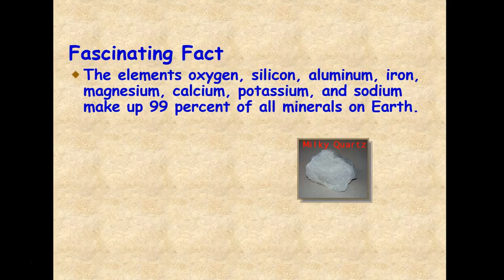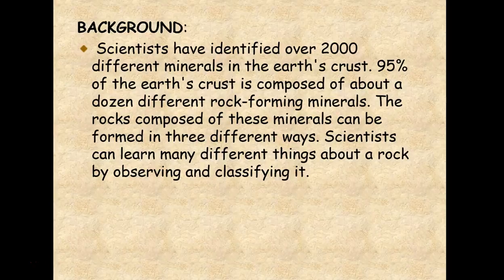There are only 8 elements that make up 99% of all the minerals that we find in our earth. So of all the elements in the periodic table, there are over 100 of those elements. Only about 8 make up 99% or the bulk of the minerals on Earth. So a little bit of background. Scientists have actually identified over 2,000 different minerals on Earth. And so 95% of the Earth's crust is composed of about a dozen different of these rock-forming minerals. So again, 99% of the Earth's crust is made of about 8 to 12 different minerals.